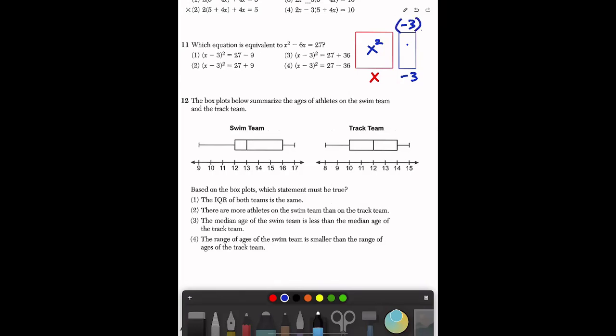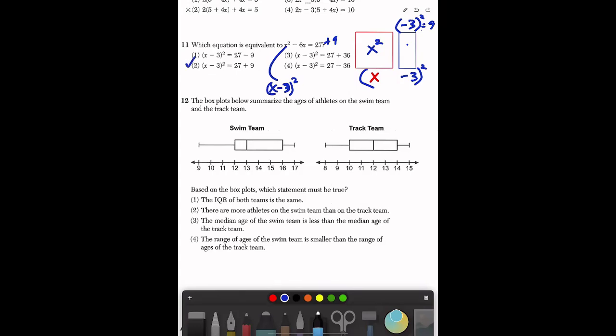So once I know that, I'm going to square that to complete the square, and then I'm going to rewrite it as x minus 3. So this is going to be x minus 3 squared. And remember, this is equal to 9, positive 9, so I'm going to add positive 9 to this side. So this would be our answer.